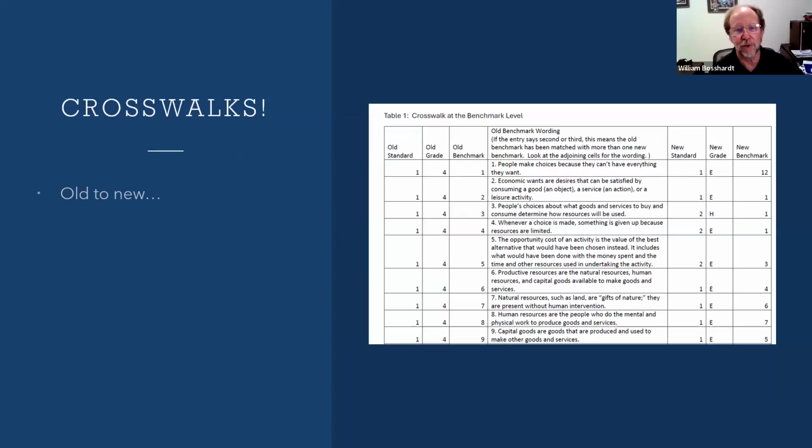You'll have the old standard, the old grade level, the old benchmark, and the old benchmark wording. And then on the right-hand side, you're going to get the new standard number, the new grade, and the new benchmark. We didn't put the wording in just because of copyright things and the new standards. They want people to go to the new document, but it will give you good guidance in terms of going from the old to the new.